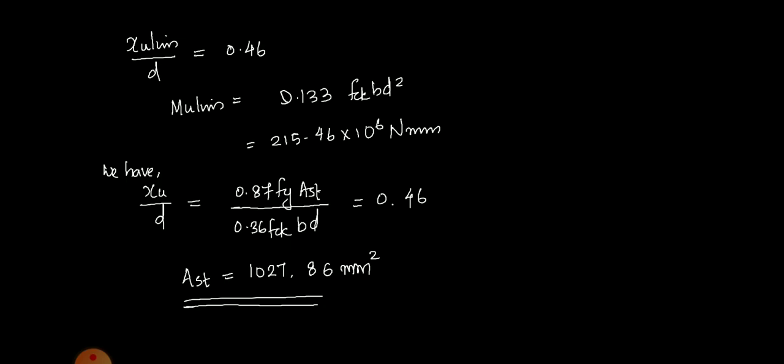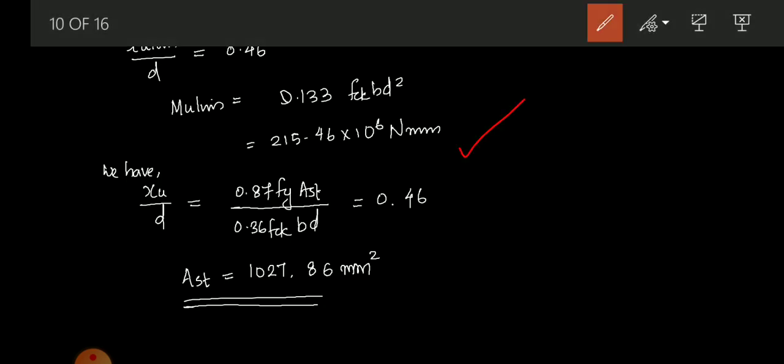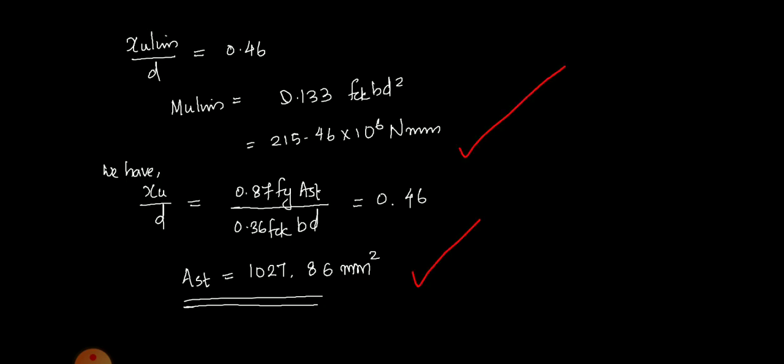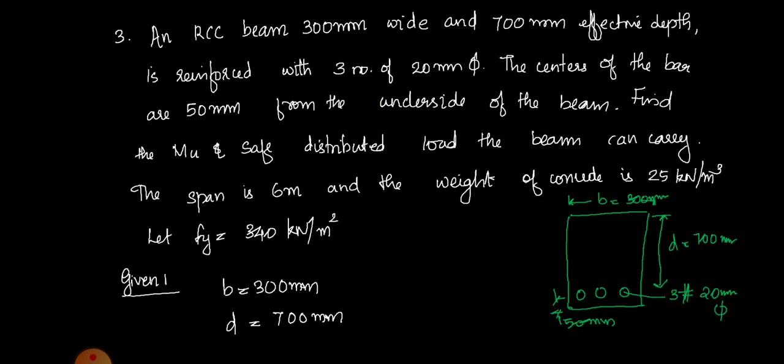That is, XU by D is equal to XU limit by D is equal to 0.46. Then we will be calculating the value of Mu limit. It is around 215.46 into 10 to the power 6 Newton mm. Then again Ast is calculated from the equation of XU by D. Okay, and we have found out the moment and Ast. We were asked to find out the moment and Ast. This is the next question.